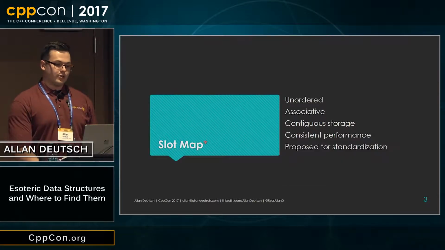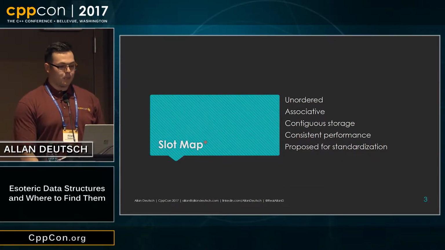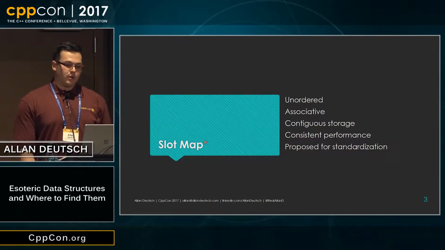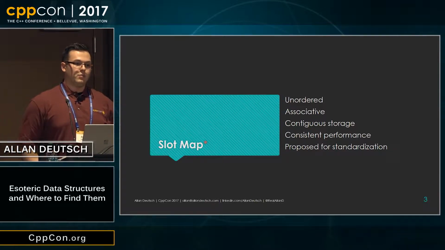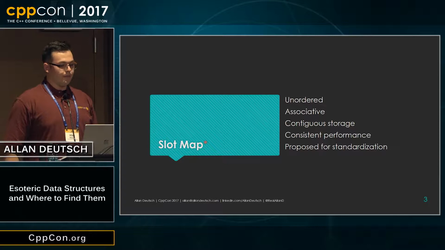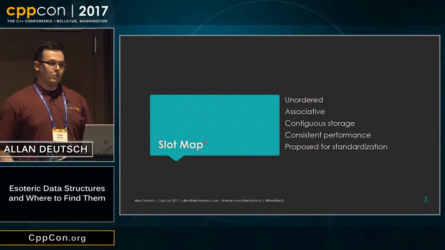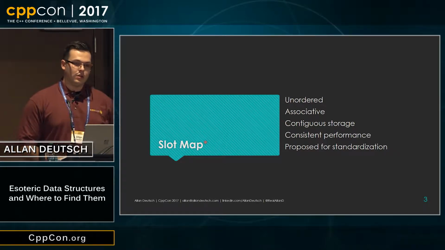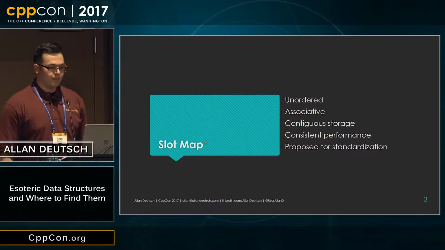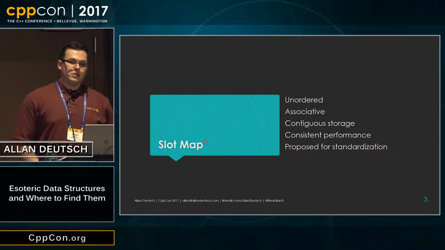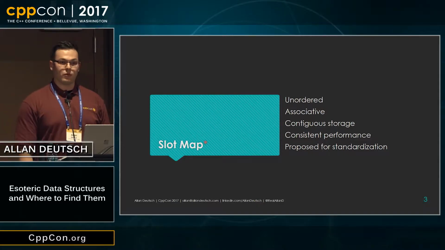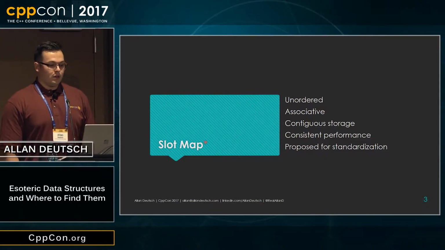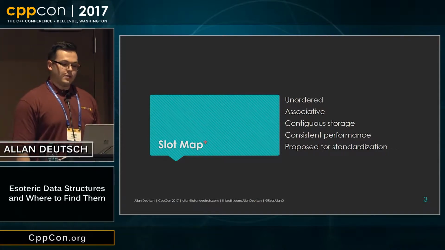So the first data structure that we're going to talk about is slot map. Slot map is an unordered container, which means that your data, regardless of the order you put it in, may not be in the same order later on. And it's associative, so when you insert something, you're going to get a key to find it later. It stores all of the elements that you've inserted into it in contiguous memory, so there's no gaps, which gives it great performance for iteration. And all of its operations are very consistent.